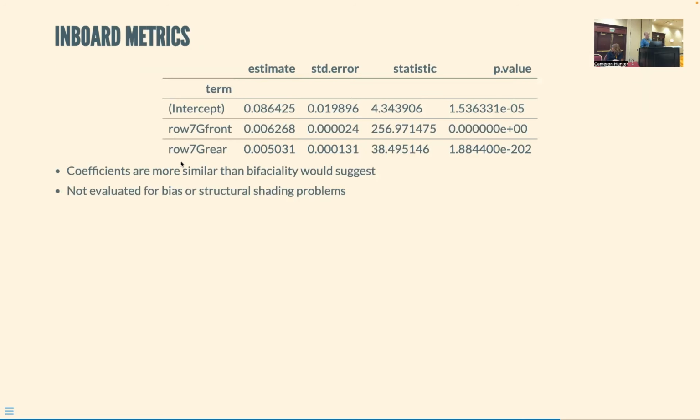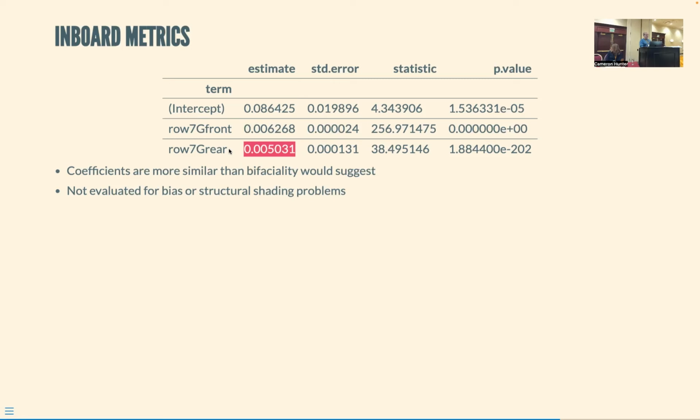Okay, I'm almost done. So I was just going to point out that the regression coefficient for the front is only about 125% of the regression coefficient for the rear. And I would ordinarily expect like a 0.7 bifaciality plus some additional losses for the obstruction issues. And that's not quite happening here. So this is preliminary data.